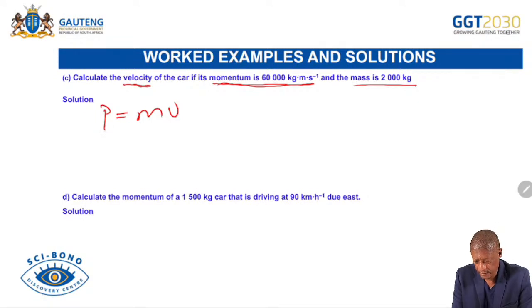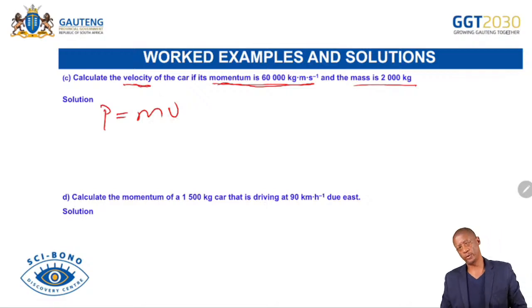We are given momentum, and we are given a mass. Then what do we want? A velocity. I'm appealing to you: don't change the subject of the formula. If you don't know it, don't do it, because you'll swap things where they shouldn't be, and then you lose marks.